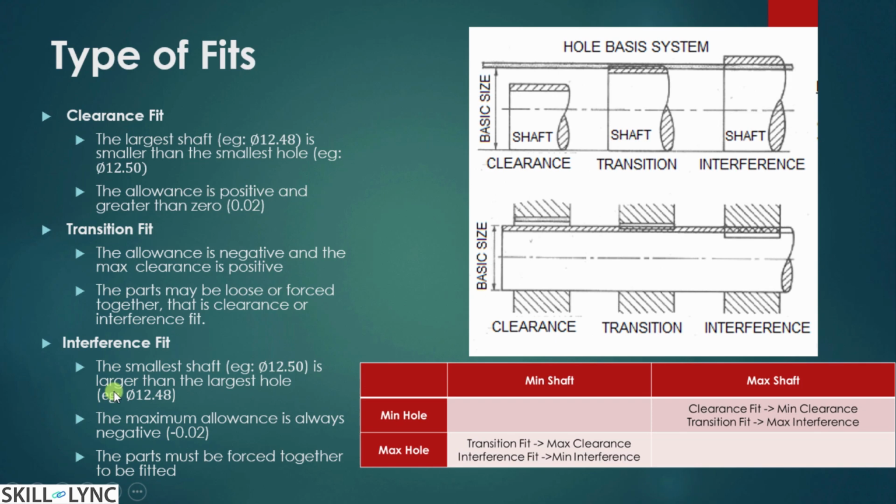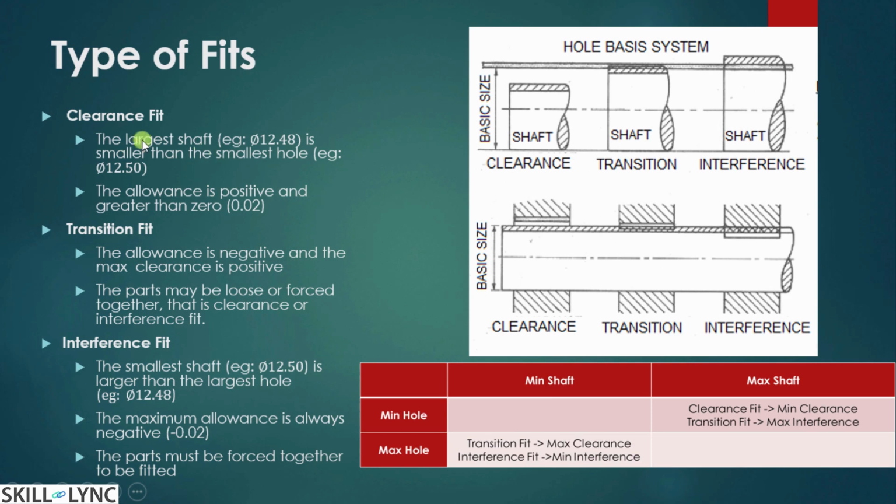That is, if you take a condition of the minimum shaft and the maximum hole, that is, the smaller shaft, the minimum shaft, and the max hole. In this condition, if the clearance is going to be maximum, it's going to have a transition fit. Whereas if the interference is going to be minimum, that is, the allowance is going to be minimum, that is the negative side, then it's going to be an interference fit.